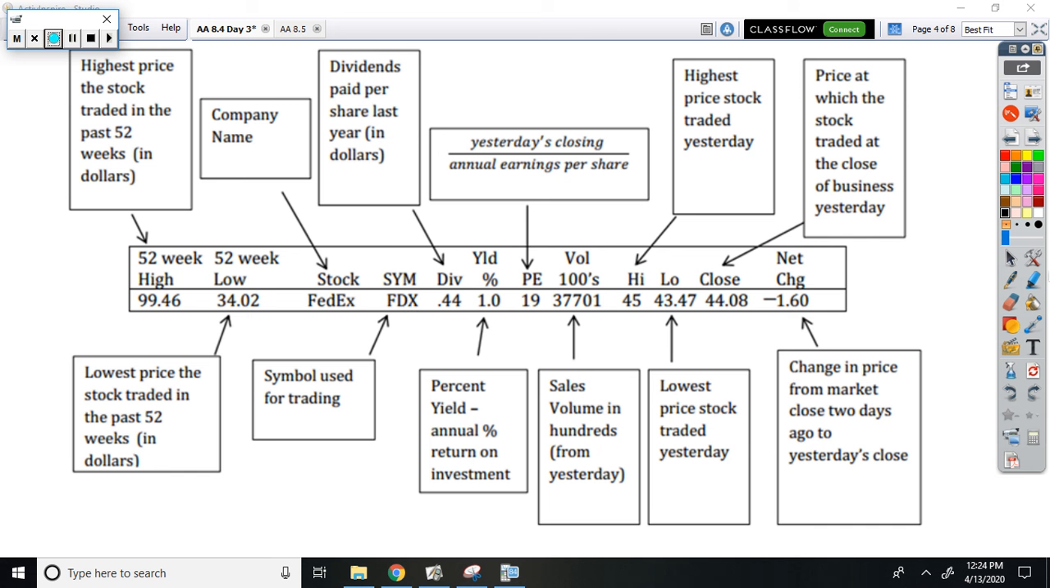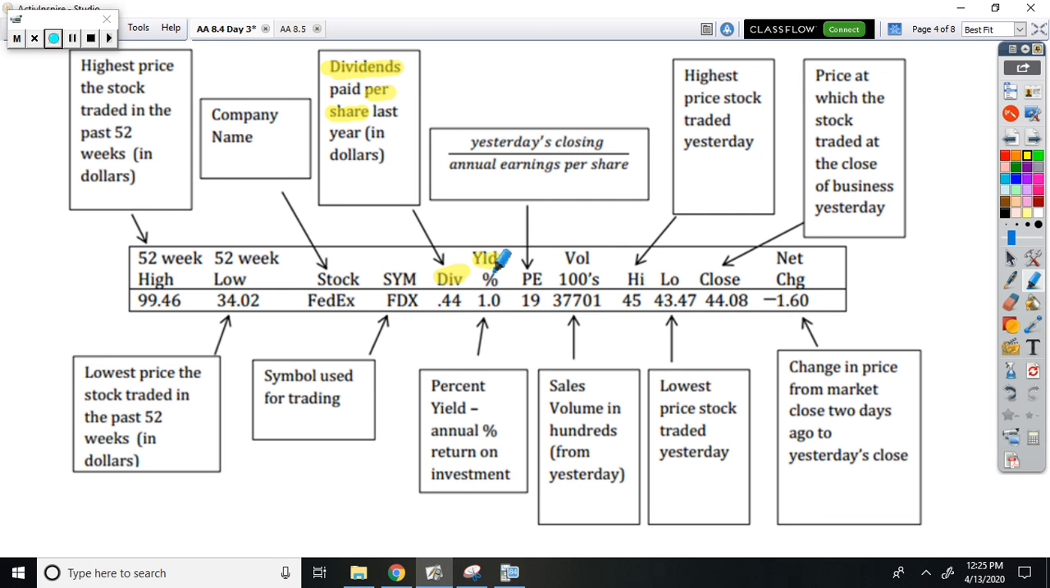So here are a couple that some students get confused with. The dividend stands for the dividends paid per share. So they paid 44 cents per share in dividends. Again, your dividends are extra money that you get from owning stock. So if you owned 10 shares, you would need to multiply this by 10 to figure out how much you earned in dividends, because this is only the price per one share.